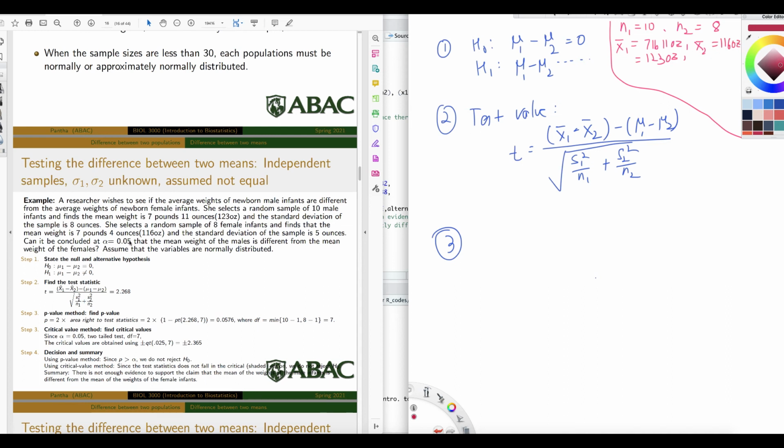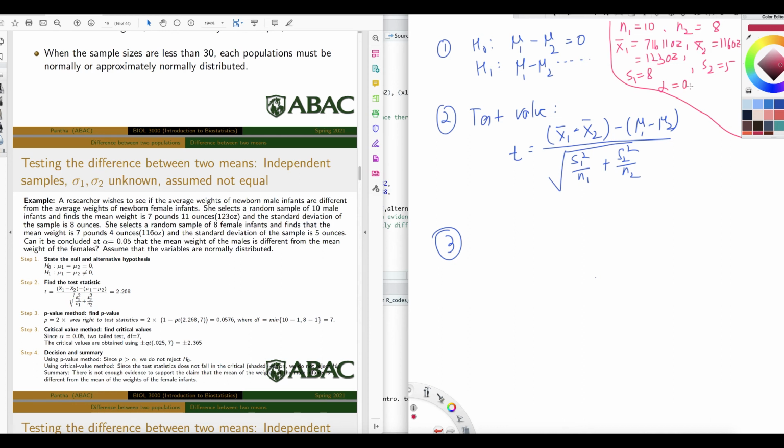Okay, and also what else is given? The standard deviation of the sample is 5. So what is the standard deviation of the first sample? It is 8 ounces, right? So S equals 8. See, the sample standard deviation is given, the population standard deviation is not given, and here S1 is 8, S2 is 5, and what is alpha?